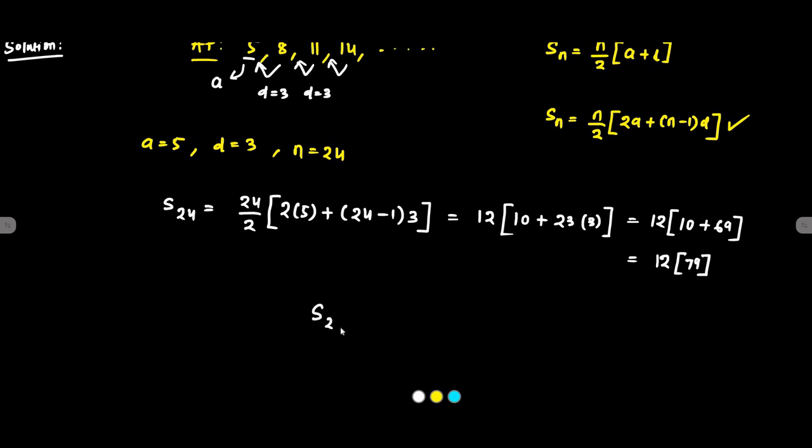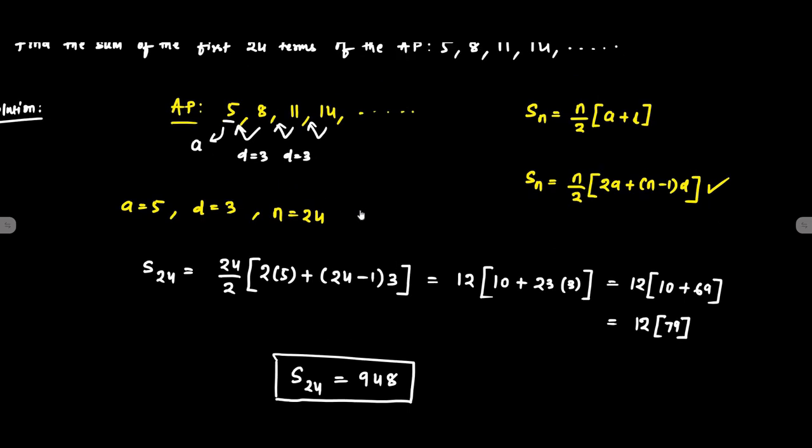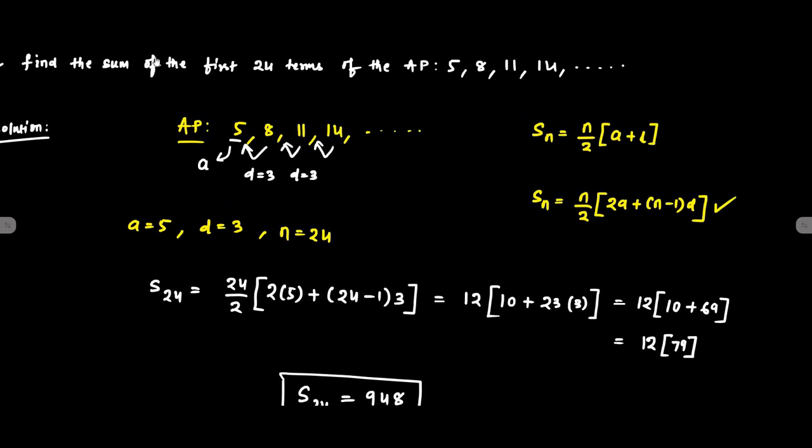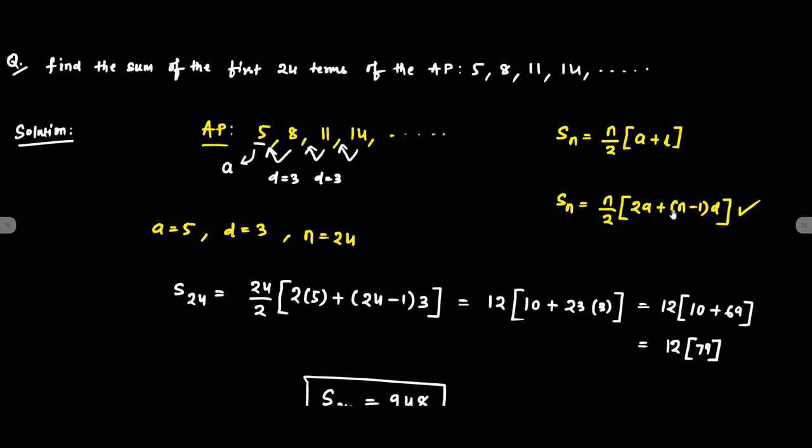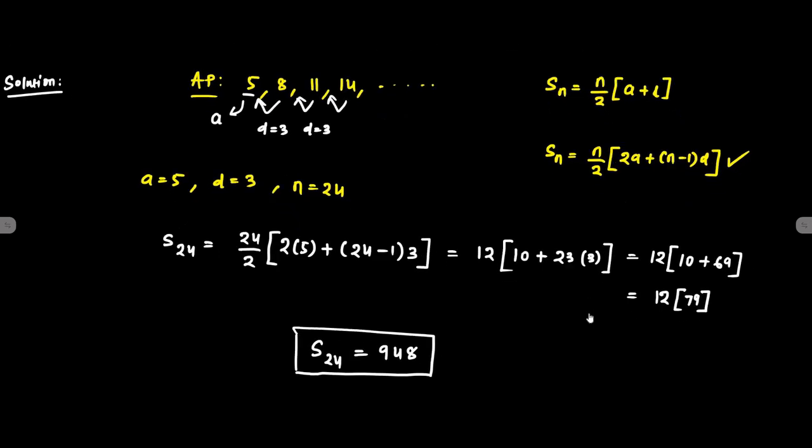Okay, so the sum of the first 24 terms of the AP, S24, is equal to 948. So it is very simple and straightforward. We were given the particular arithmetic progression here. We determined the first term, the common difference, and the number of terms to be considered to determine the sum, which was given, that is 24. Next we just applied the appropriate formula for this situation. We put the values and we got the result. So 948 is the answer.